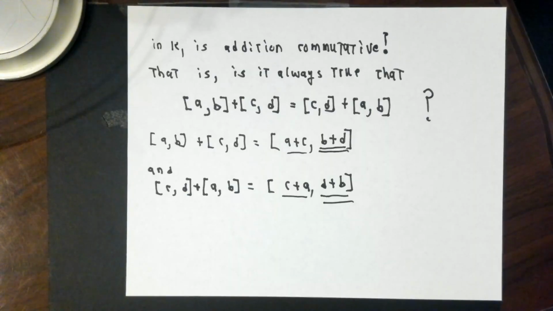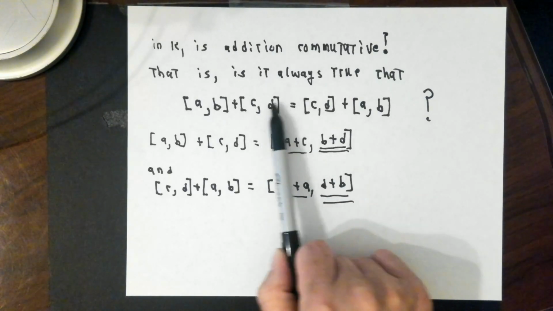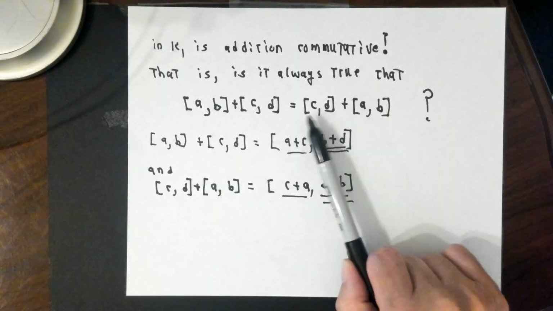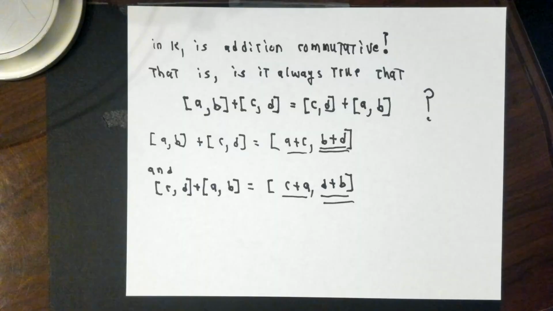B plus D and D plus B are the same thing as well. So the corresponding entries in this object and that object are the same. That means that the two things are equal to each other, regardless of what A, B, C, and D are. In K, there is a commutative law for addition.